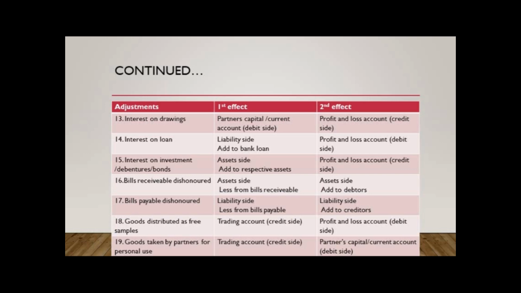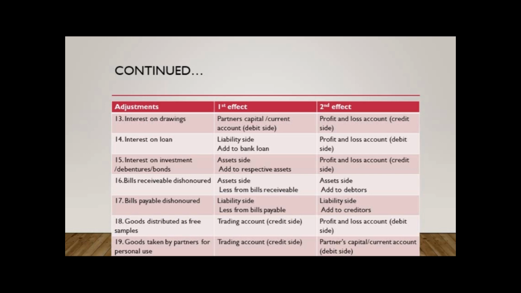The next is bills receivable dishonor. Bills receivable is our asset, and when it is dishonored, it means our debtor amount is going to be increased. So this is the adjustment where the effect will come on the asset side. So first we are going to subtract it from bills receivable, and second effect we are going to add into our debtor.